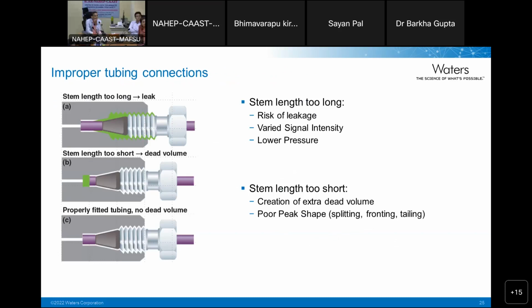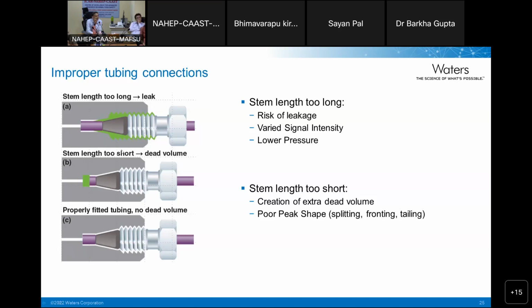So this is what we are talking about. This is the column, the purple one is your tubing, and these are the nut and ferrule which you connect to the column. When the nut and ferrule are sitting outside the column fitting, there will be some gaps. That can lead to leakages.